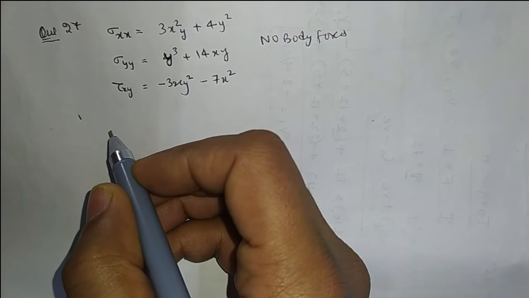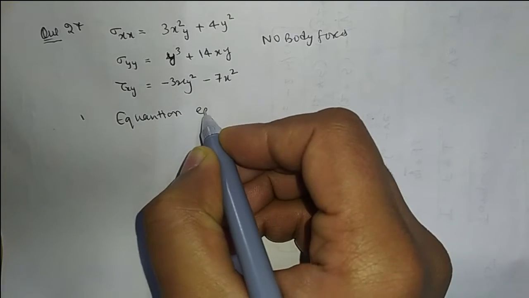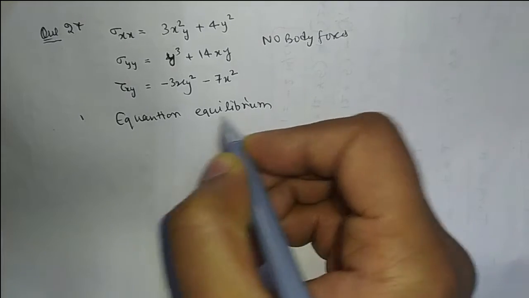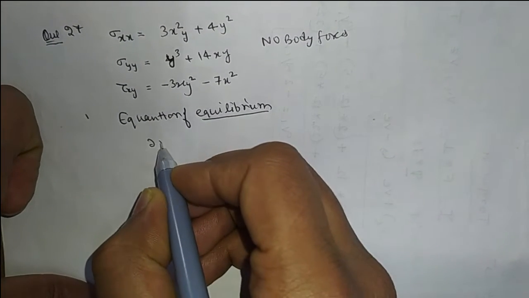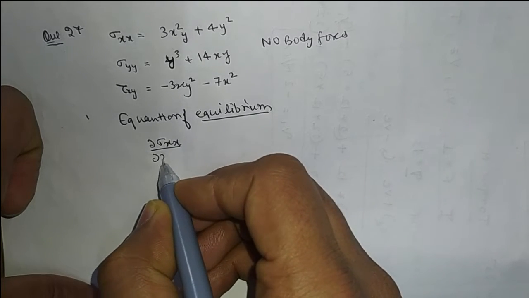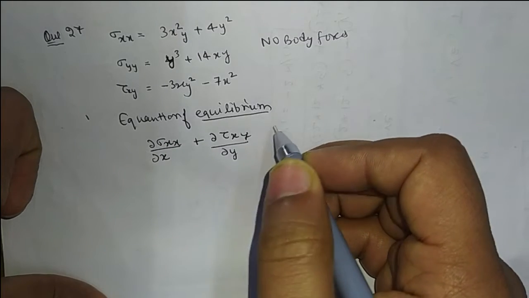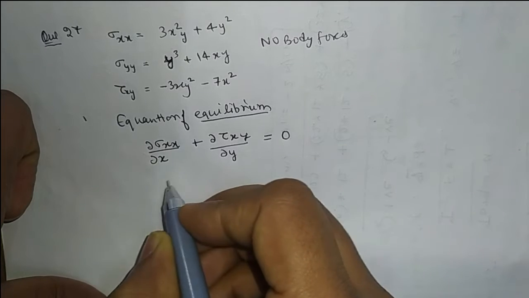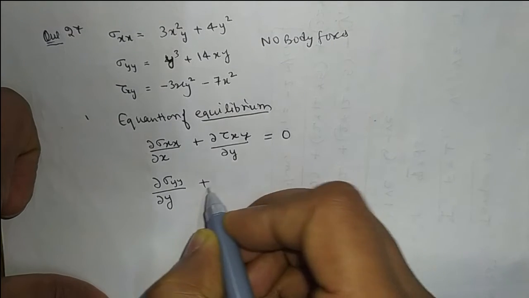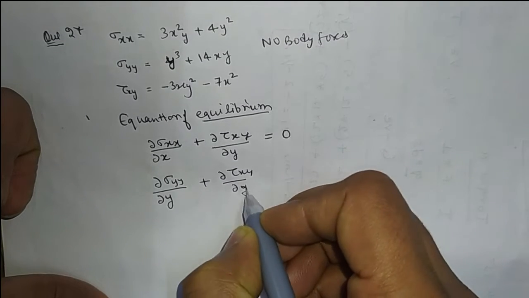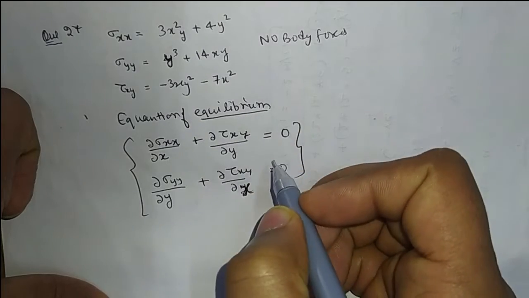We have to check whether they satisfy the equation of equilibrium and the compatibility equation or not. The equation of equilibrium is given by partial differentiation of normal stress with respect to x plus partial differentiation of shear stress with respect to y. As there is no body force, this will be equal to 0. And partial differentiation of normal stress along the y direction with respect to y plus tau xy with respect to x equal to 0. If these conditions are satisfied, then the state of stress satisfies the equation of equilibrium.